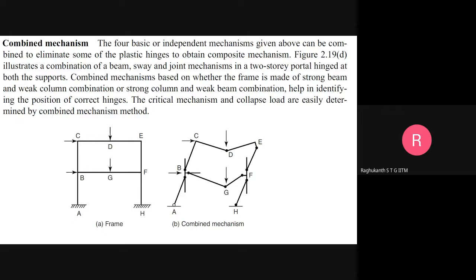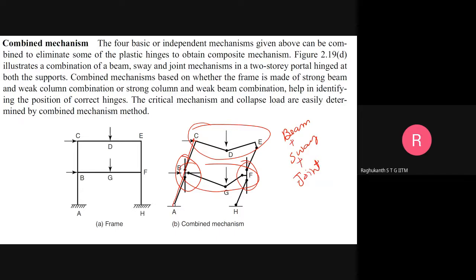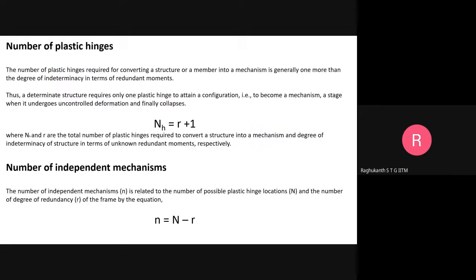So like you have a 2-story frame. You can see this is a joint mechanism, this portion is a beam mechanism, and this is also a joint, and this is also a beam. And then you also have a sway. So all the things are combined: beam, then sway, then joint mechanism. So this also can happen. This is what we call the combined mechanisms. So several types of failures, or several types of collapses, are possible here.